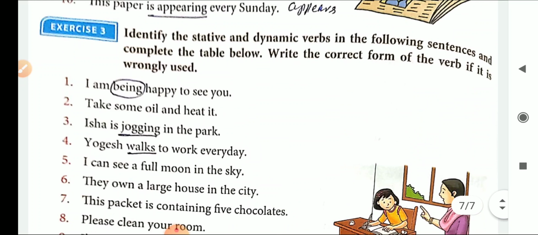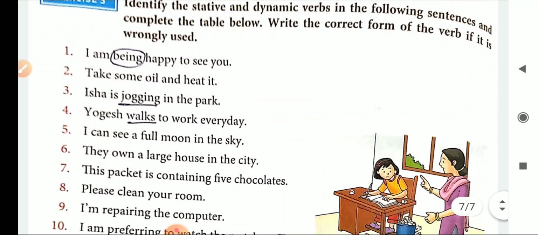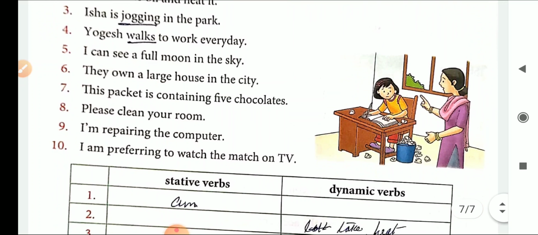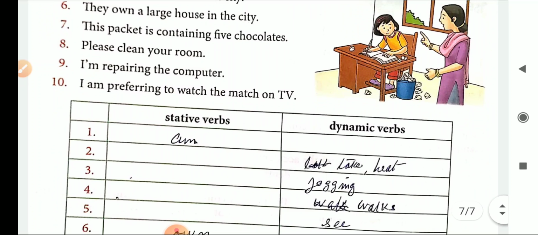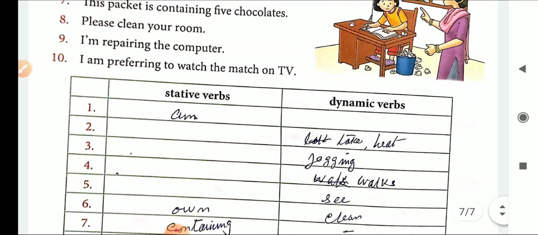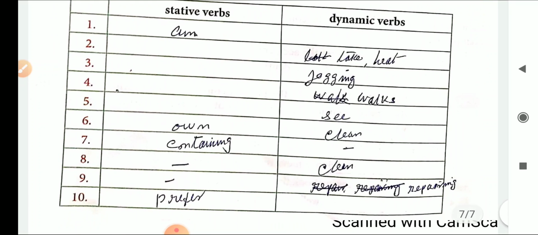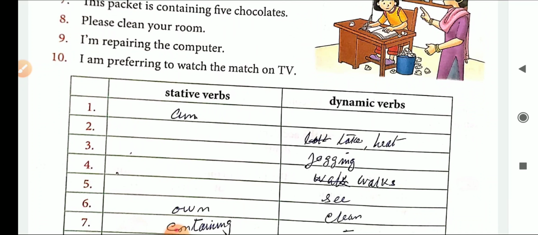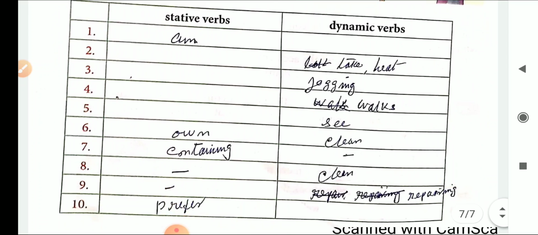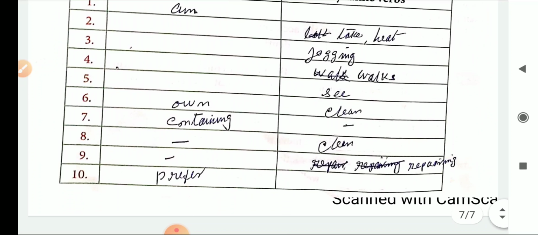So that is not correct. So you can see there are two columns given, stative verbs and dynamic verbs. I am writing the stative verb here and the answer is given, you can find out. So this is about present continuous tense.